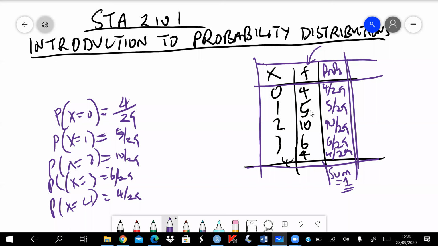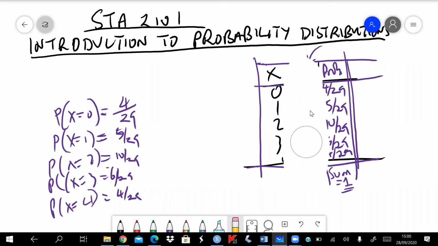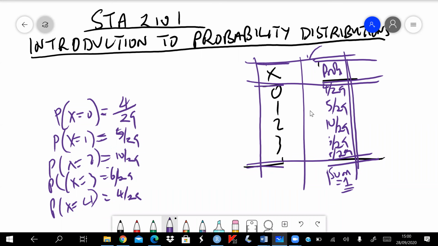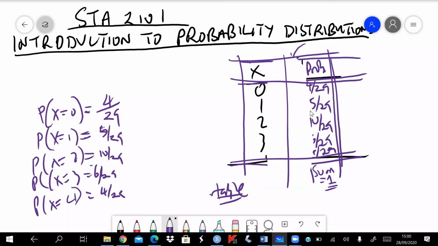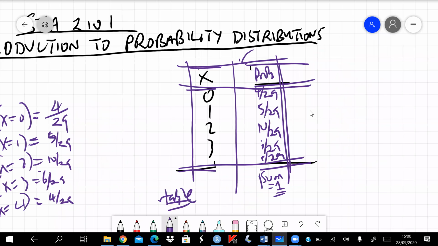Okay. So now what we end up with, if you are to ignore this column, is a simple probability distribution. That's an example of a probability distribution. So when you talk about a probability distribution, we're talking about a table like this one, which assigns probability values to all the possible values of X. It can be in form of a table, or it can be a graph.